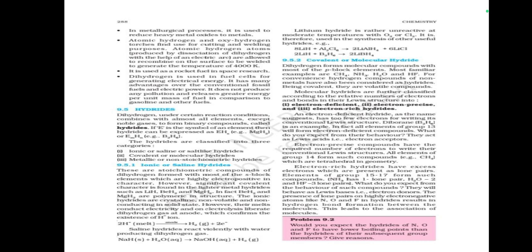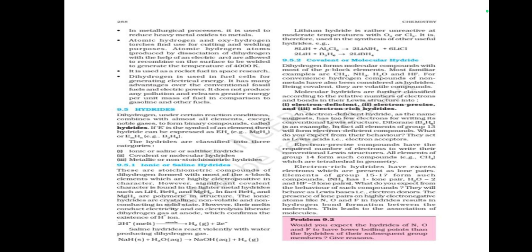What do you expect from their behavior? They act as Lewis acids, that is, electron acceptors. Electron precise compounds have the required number of electrons to write their Lewis structures. Examples are group 14 hydrides such as CH4, which have tetrahedral geometry. Electron rich hydrides have excess electrons which are present as lone pairs. Elements of groups 15 to 17 form such compounds. NH3 has one lone pair, H2O two lone pairs, and HF three lone pairs.